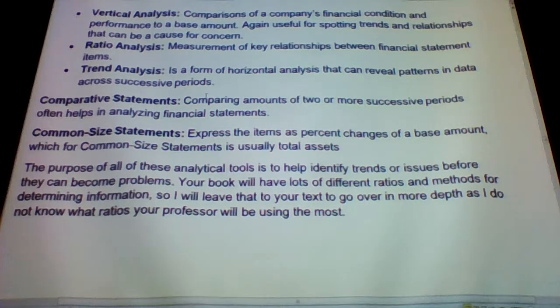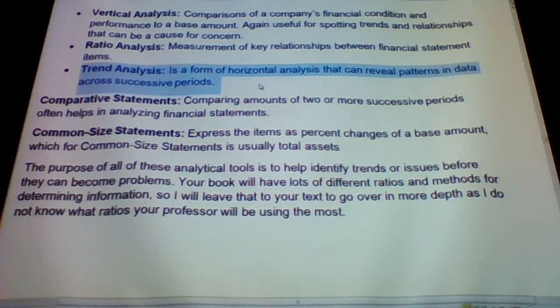Vertical analysis: comparison of a company's financial condition and performance to a base amount. Again, useful for spotting trends in relationships that can be a cause for concern. Ratio analysis: measurement of key relationships between financial statement items. Trend analysis is a form of analysis that can reveal patterns in data across successive periods.